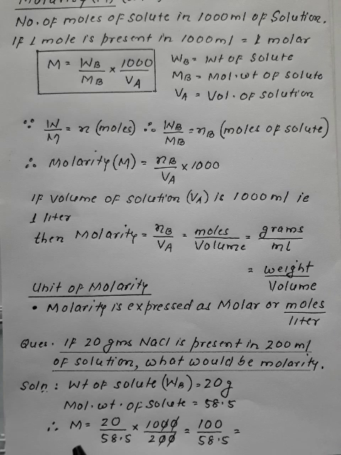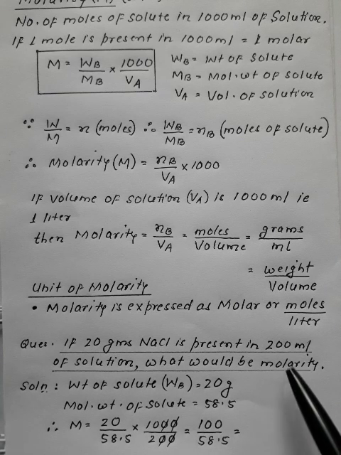Therefore, what about the molarity? The molarity is equal to the weight of solute, which is 20 as given in the question, upon 58.5, which is the molecular weight of NaCl. As we know, sodium is 23 plus chlorine is 35.5, making it 58.5, into 1000, which is part of the formula, upon 200, which is the volume of the solution given in the question. So it comes to be 100 upon 58.5, which will give you the answer.